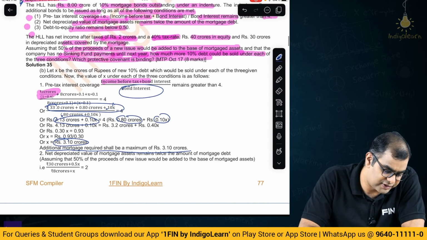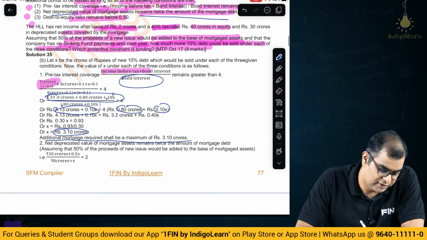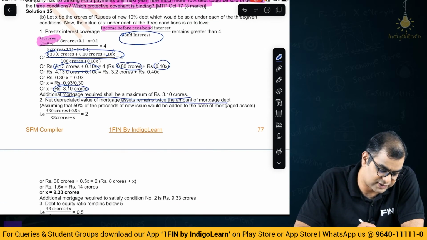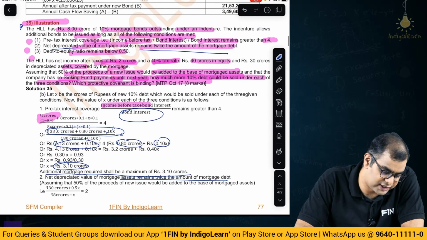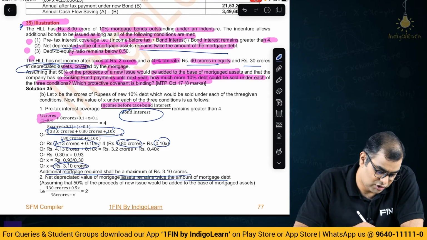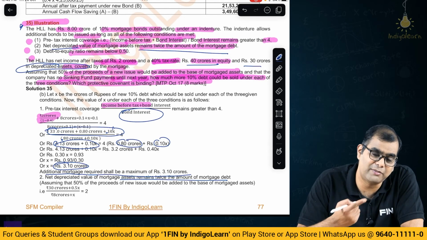Next covenant. What is the next covenant? Net depreciated value of mortgage assets remains twice the mortgage debt. What is the net depreciated value of the current mortgaged assets? 40 crores in equity, 30 crores in depreciated assets. So, 30 crores is the depreciated assets, and the net depreciated value must remain twice the amount of debt.